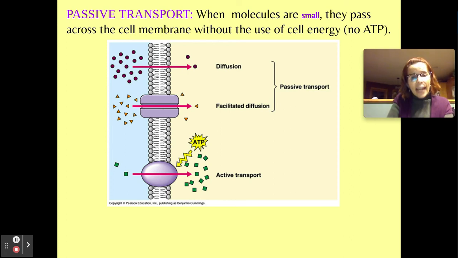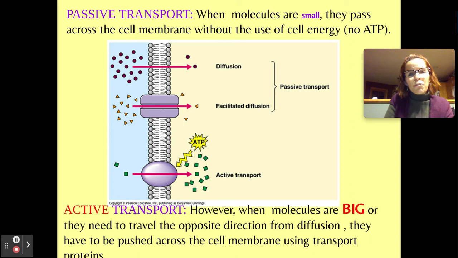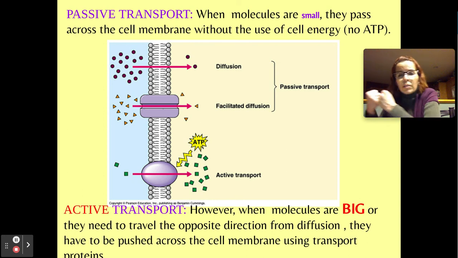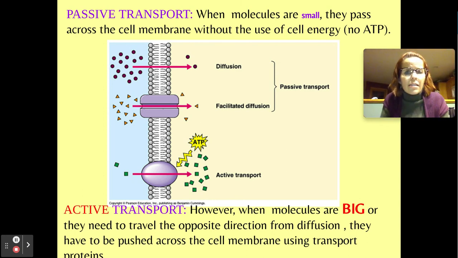Now, in the last example, active transport, notice that there's an ATP molecule. That's our battery. That's our cell energy. This form of transport requires energy. So there's two times when we would need to use energy. Number one, if the molecules are really big. If they can't just pass through the membrane on their own and they're really big, where our cells have to actually actively pull them in and transfer them into the cell or out of the cell, that takes ATP.